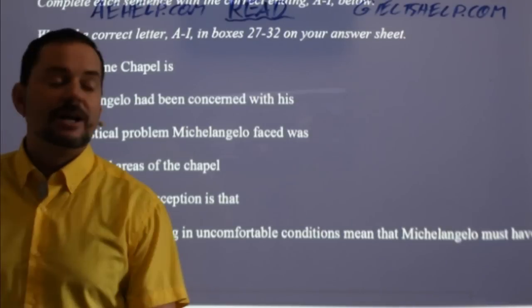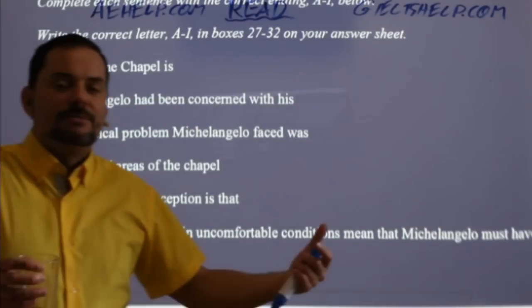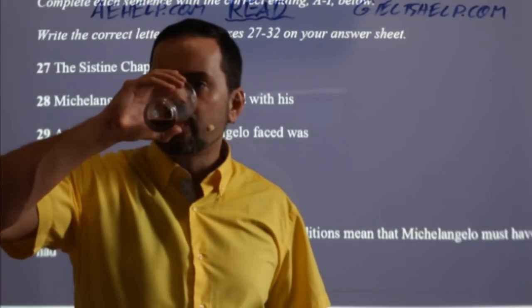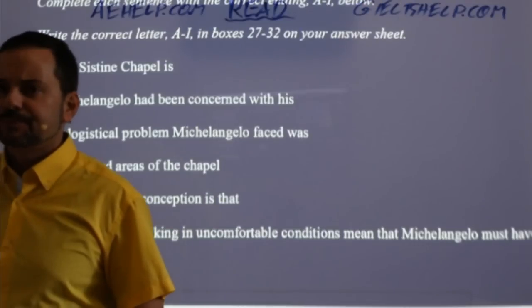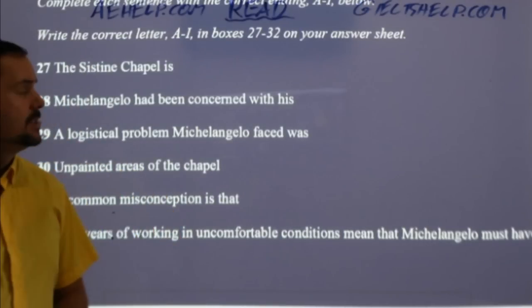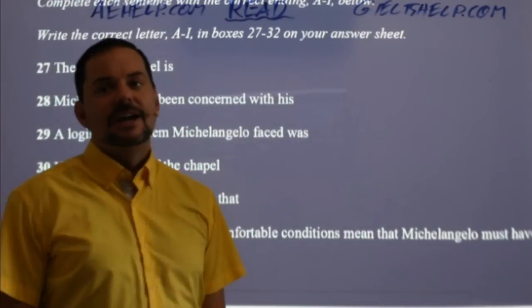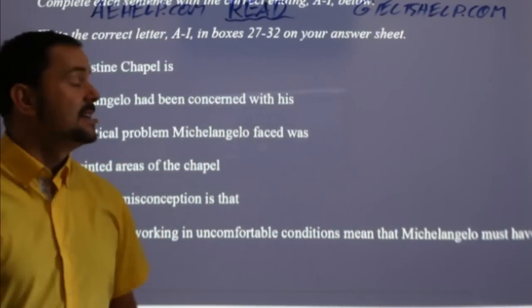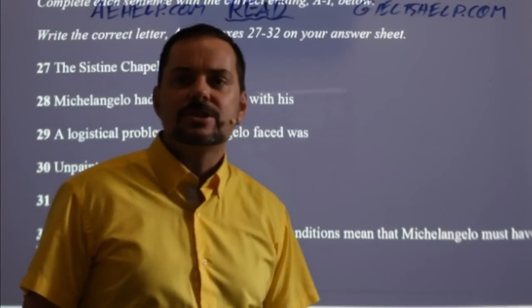What can you tell me about this? How can you finish this sentence? The Sistine Chapel is what? Finish that. Sushil says it's a masterpiece of Michelangelo. So we could say the Sistine Chapel is a masterpiece of Michelangelo. Okay. What else can we say? Van Hubert says a place. Van Hubert, rebellious. What kind of place?